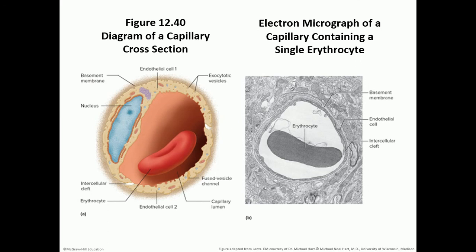This is a cross section of a capillary. So you see here it's made out of that very thin layer of simple squamous epithelium. We have some of these clefts, which are basically like pores in between the cells. They're very narrow. This is the nucleus of the endothelial cells. You can see here one red blood cell. So these are very tiny microscopic blood vessels.